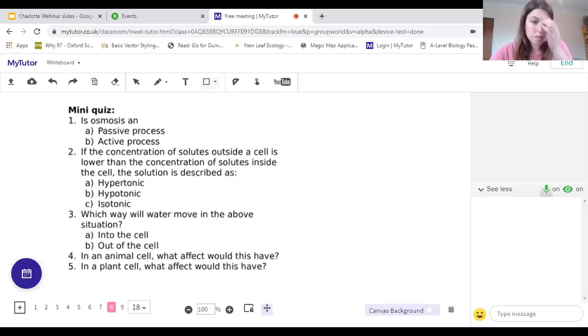Question 2. If the concentration of solutes outside a cell is lower than the concentration of solutes inside the cell, the solution is described as A, hypertonic, B, hypotonic, C, isotonic. Think carefully about this. Concentration of solutes outside the cell is lower than the concentration of solutes inside the cell.